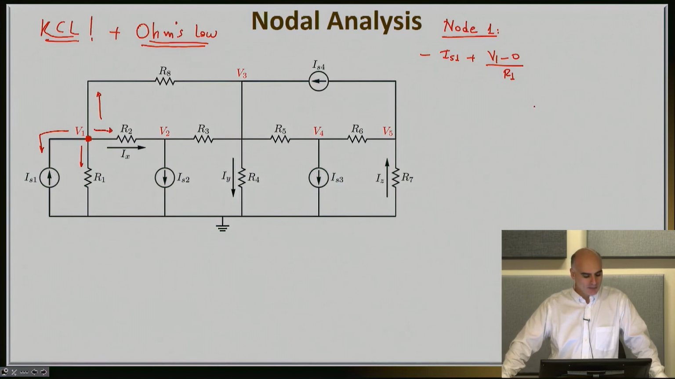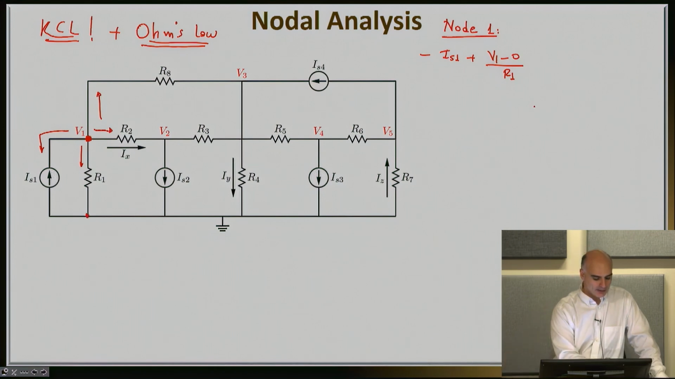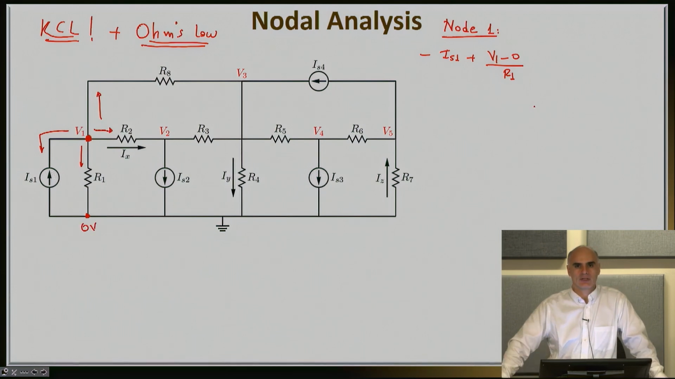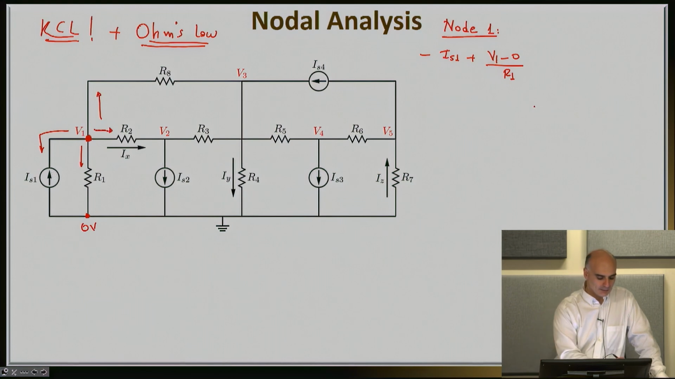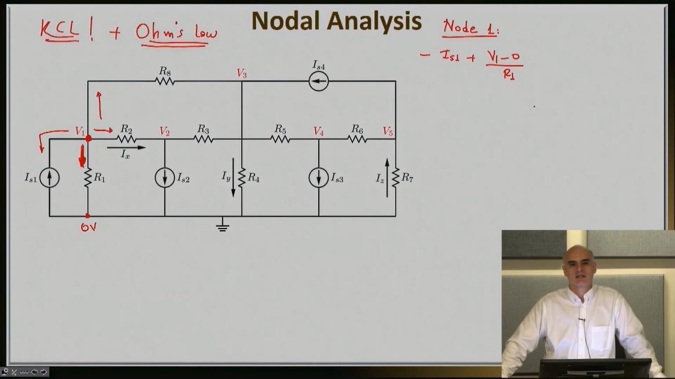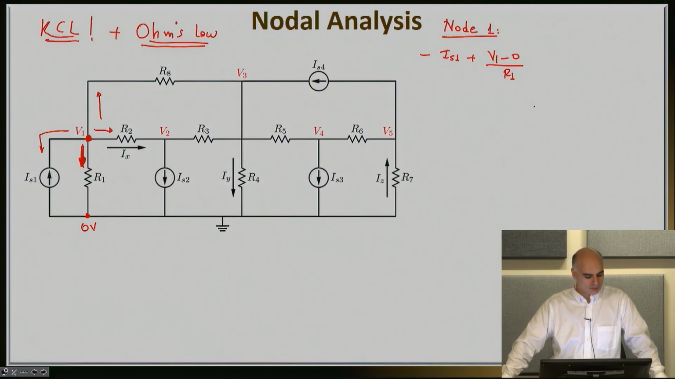Why is V1 minus 0? V1 is the voltage of node 1. 0 is the voltage at the ground. And I'm trying to calculate this current. This current will be flowing in the passive sign convention. It starts from V1, it goes towards the ground, so it is V1 minus 0 divided by R1.